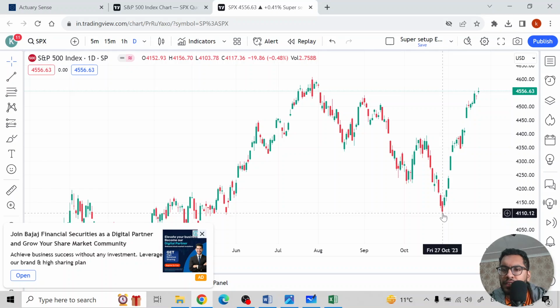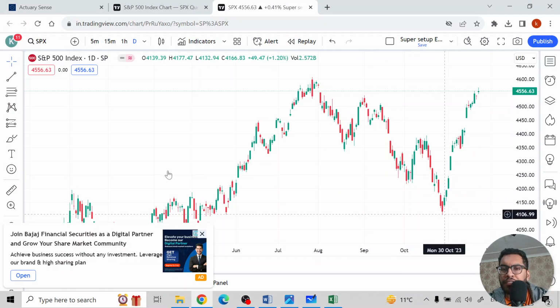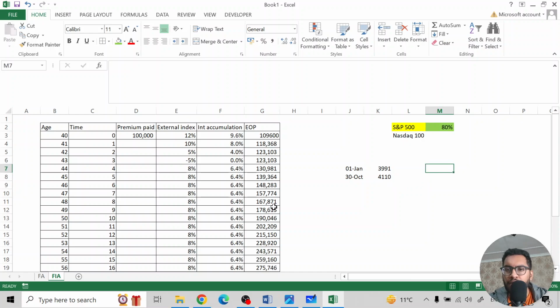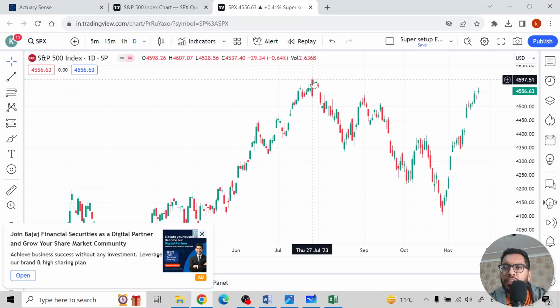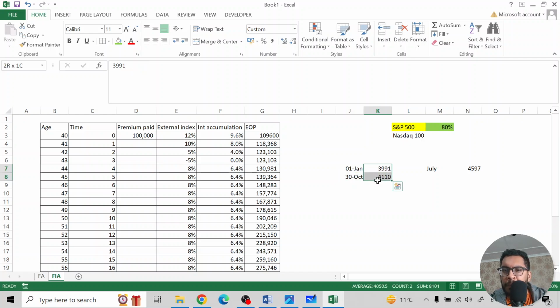The value on 30th October is 4110. Whereas within that period, the value also shot up to 4603, which was in July. In July, the value was 4597. But I don't care. I am considering the return on a point to point basis between the 10 months. I'm just taking an example rather than a year example, a 10-month basis example over here.